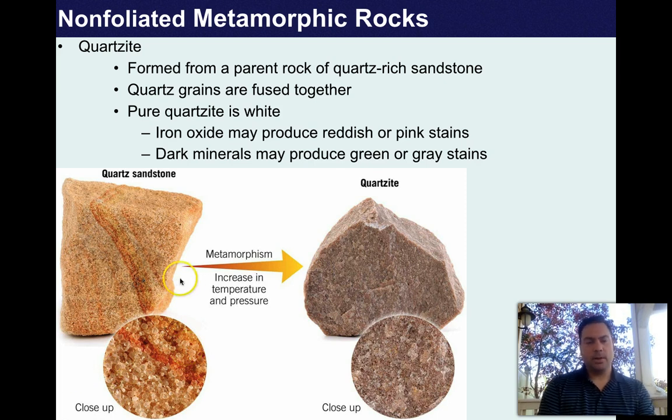But if you recall, as we put pressure and heat to these things, the pore spaces close up and the minerals start to fuse together and they get preferred orientation. And when we look at it close up, it looks like this. Okay, neat. Iron oxide may produce reddish or pink stains. This has definitely got iron oxide. Here's an iron oxide vein in here, and it's going to stain the final rock pink. And dark minerals may produce green or gray stains. So you might convince yourself that you see, in the smaller area, little zones of dark green, possibly.